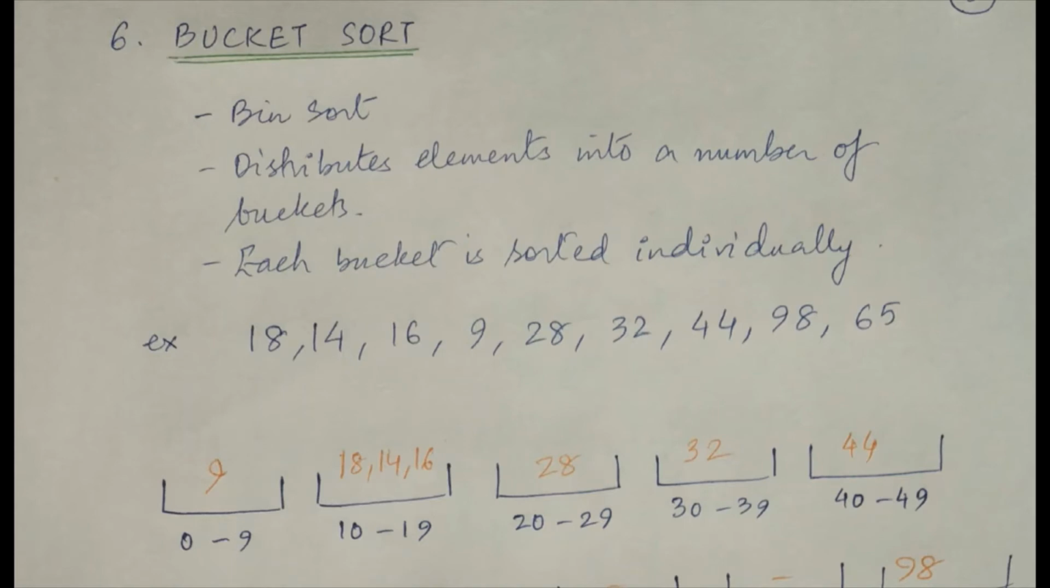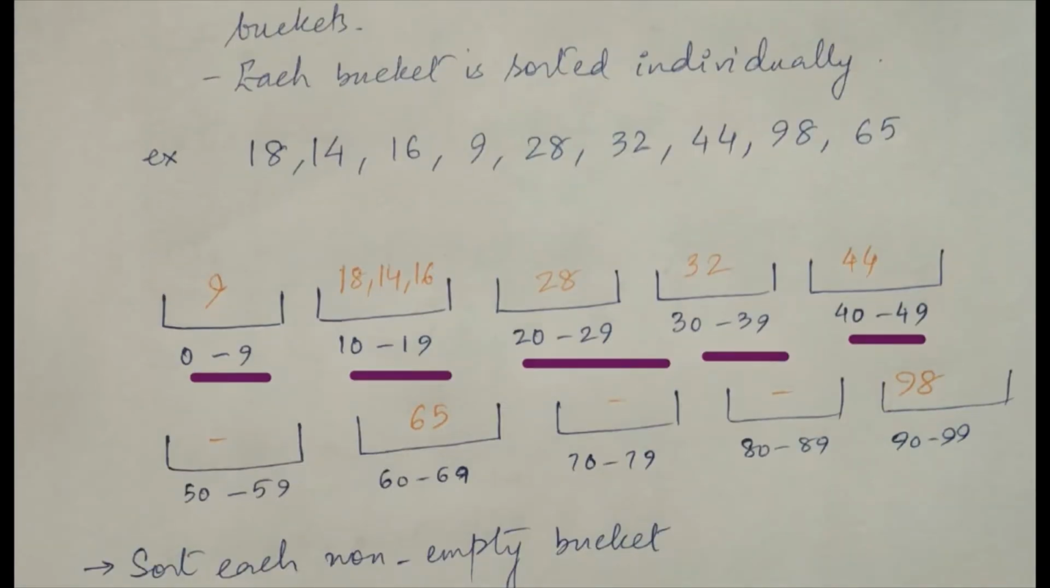So if you have these numbers, all the numbers from 0 to 9 I'll put in this bucket, just like sorting your papers. 10 to 19 I put here, 20 to 29, 30 to 39, 40 to 49. So some buckets are empty and some buckets have more than one element.